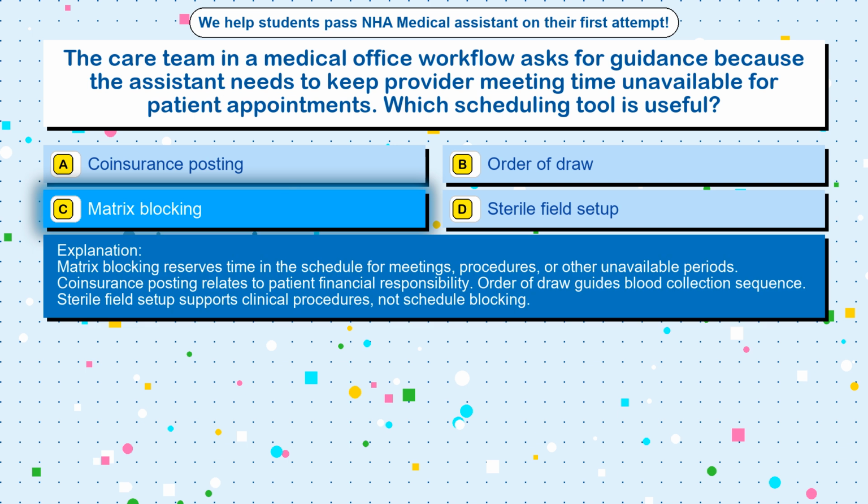Matrix blocking reserves time in the schedule for meetings, procedures, or other unavailable periods. Coinsurance posting relates to patient financial responsibility. Order of draw guides blood collection sequence. Sterile field setup supports clinical procedures, not schedule blocking.